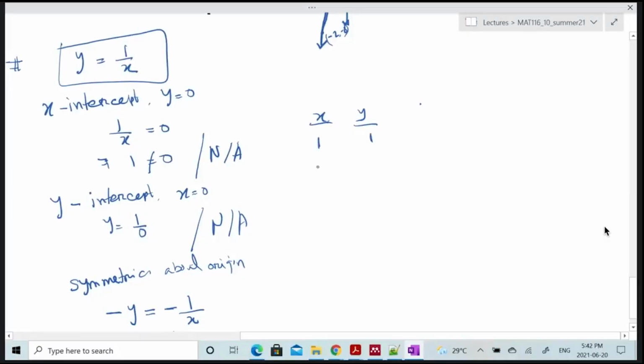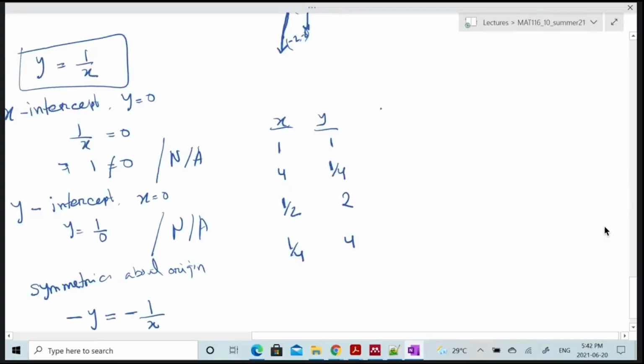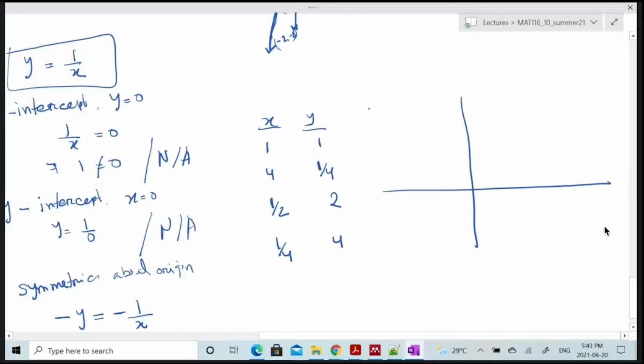What about x equal to 4? What should be y? 1 by 4, yeah. Okay, what about x equal to half? Y কি হবে? Y equal to 2. And for x equal to 1 by 4, y is going to be 4. Now হচ্ছে just plot করি এটা.